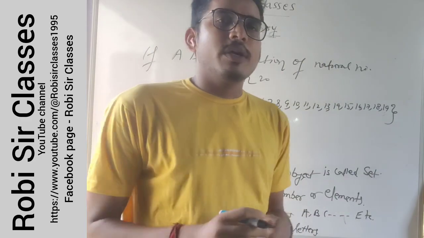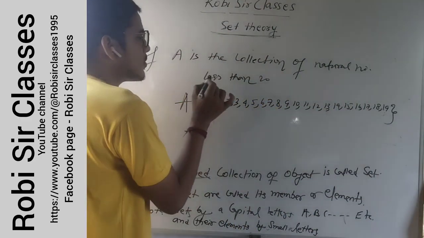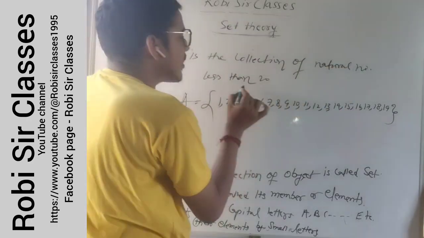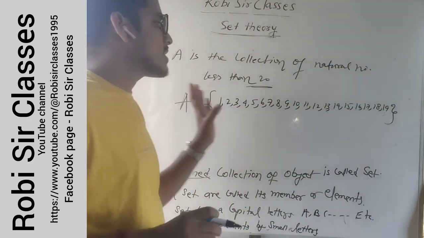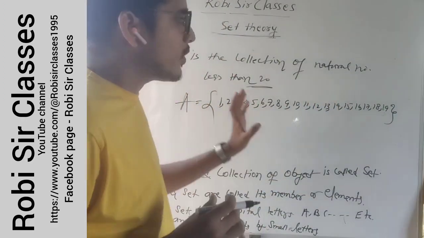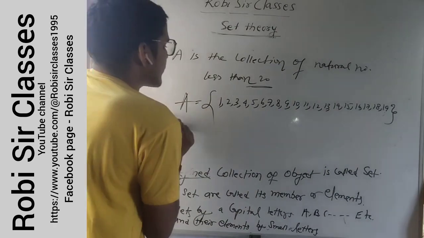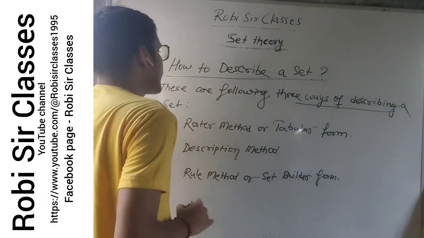You cannot write the number 20. Why? Because according to the question, you have to write the natural numbers less than 20. That's why you have to write the natural numbers from 1 to 19. In this way, you can represent sets, because this question is well defined.